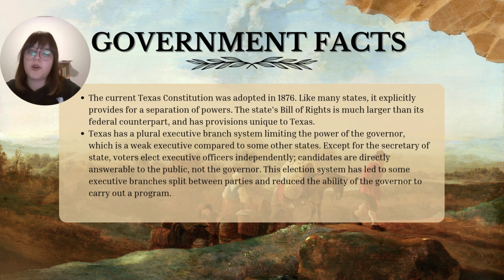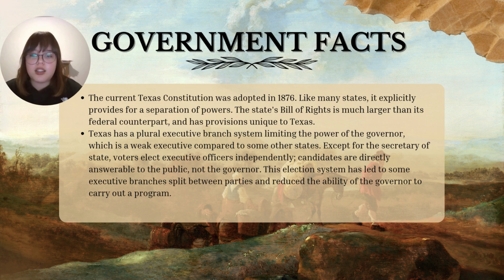Following to the slides, we have the government facts. The current Texas Constitution was adopted in 1876. Like many states, it explicitly provides for the separation of powers. The state's Bill of Rights is much larger than its federal counterpart and has provisions unique to Texas. Texas has a plural executive branch system limiting the power of the governor, which is a weak executive compared to other states, except for the Secretary of State. Voters elect executive officers independently.